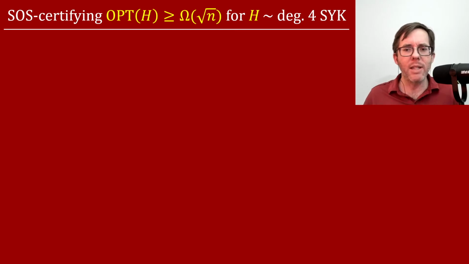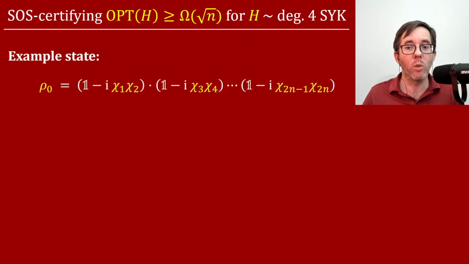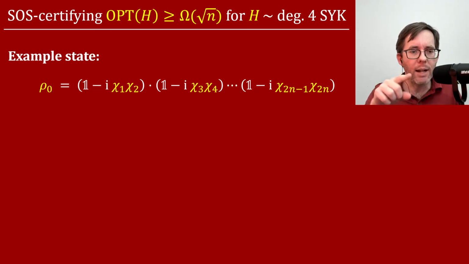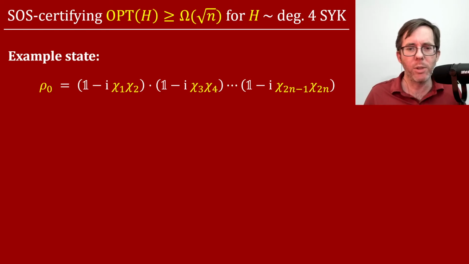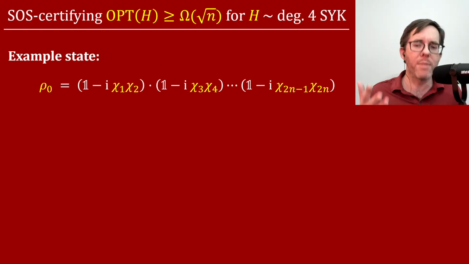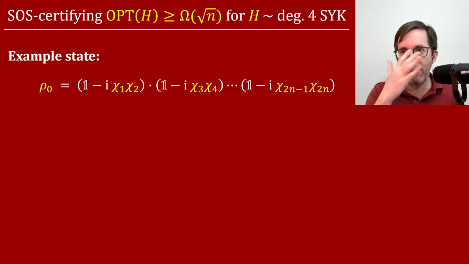Just to get the flavor for this, let me describe for you an example of an explicit state, which I'll call rho 0. And this rho 0 is basically just a product of a bunch of these expressions, identity minus i times chi j chi k, like chi 1, chi 2, and chi 3, chi 4. Don't worry too much about the scalar i in there. It's just to make sure that the expression is self-adjoint, Hermitian. And also, note for convenience, I assume we have 2 times n variables chi, just so that we'll have n factors in this example state, rho 0.